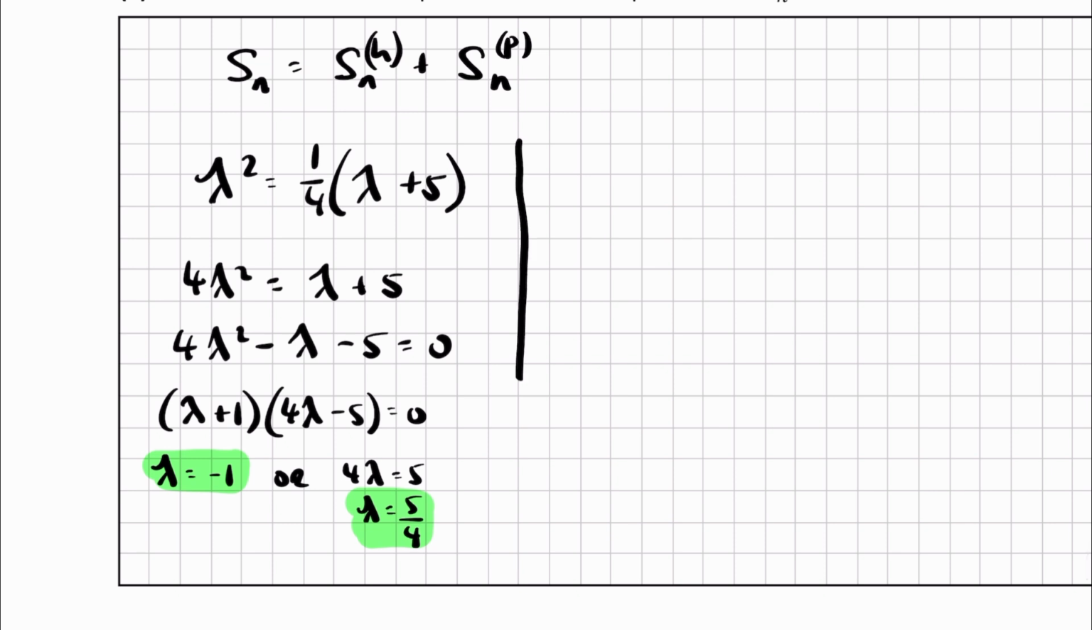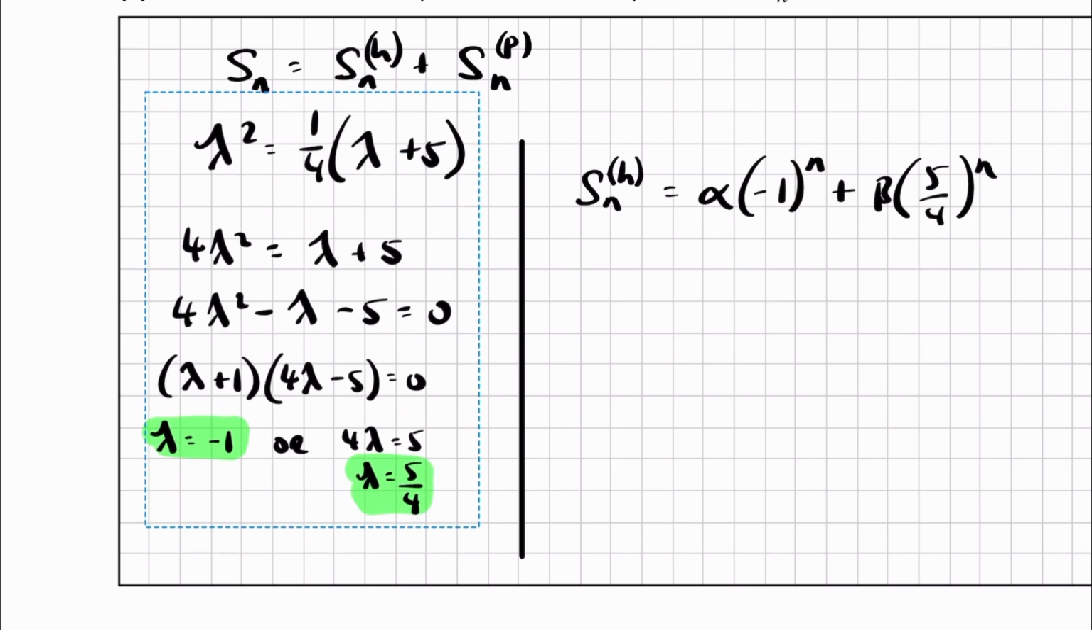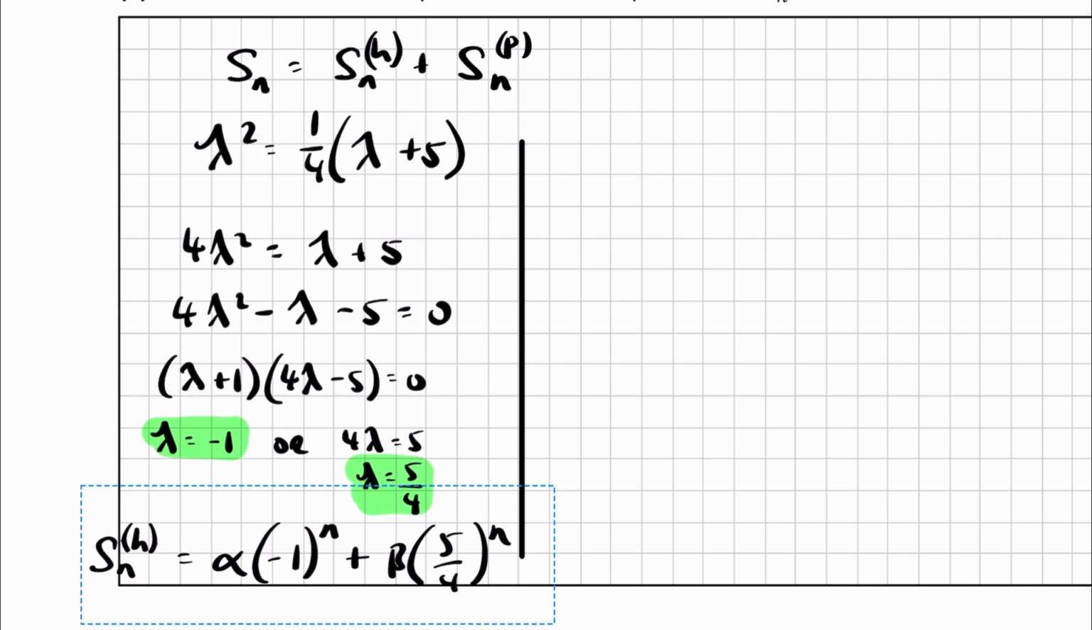So we're going to make our homogeneous equation, and Sn, I'll call it H for homogeneous, is going to be, since they're both different, alpha times minus 1 to the n plus beta times 5 over 4 to the n. And that's the very first part of our problem solved. So always get the homogeneous solution first. I'm going to put it down there to save space.